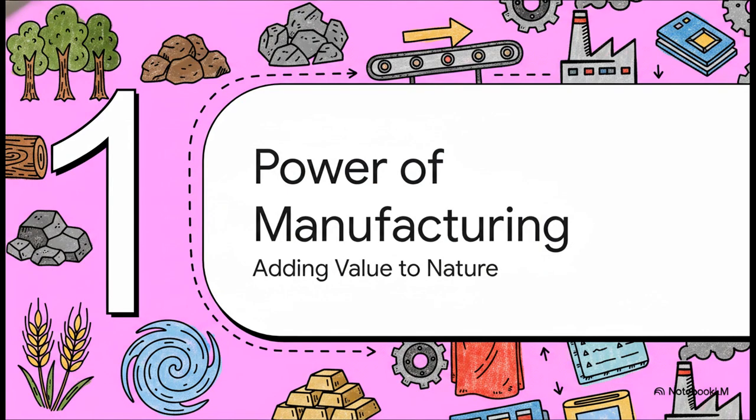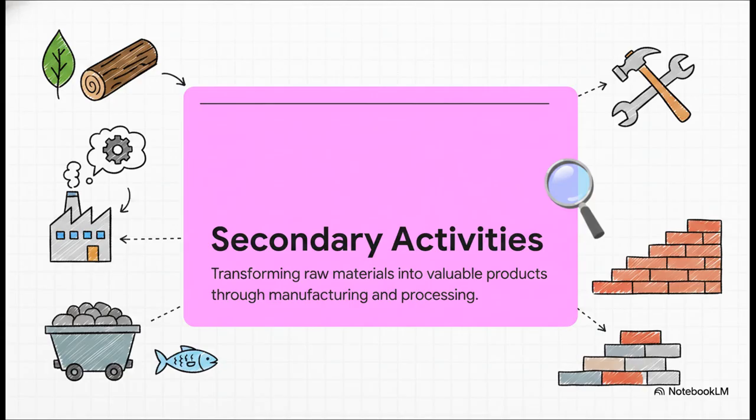Okay, kicking things off with part 1, the power of manufacturing and how we add value to nature. To truly get a grip on the global economy, we have to start with a really fundamental question. What makes the raw resources of our planet actually useful to us? Well, all economic activities basically boil down to human survival, right? But secondary activities are kind of the game changer here. They're defined as the processes that actively add value to natural resources by transforming them.